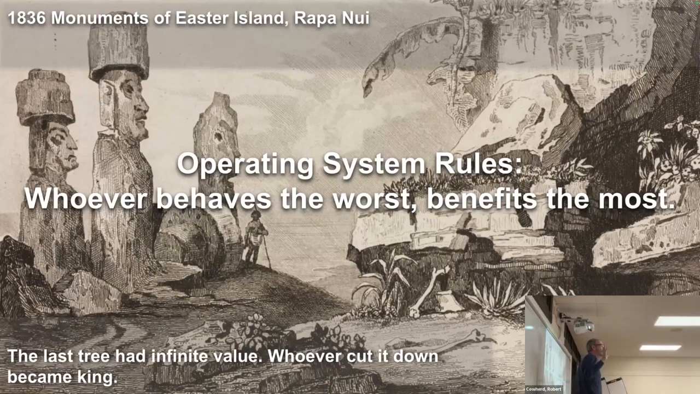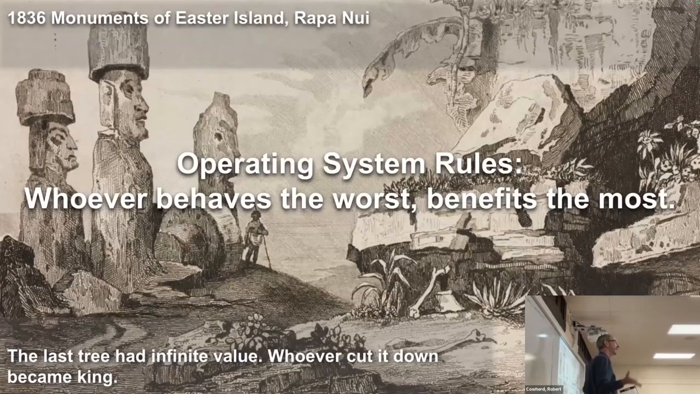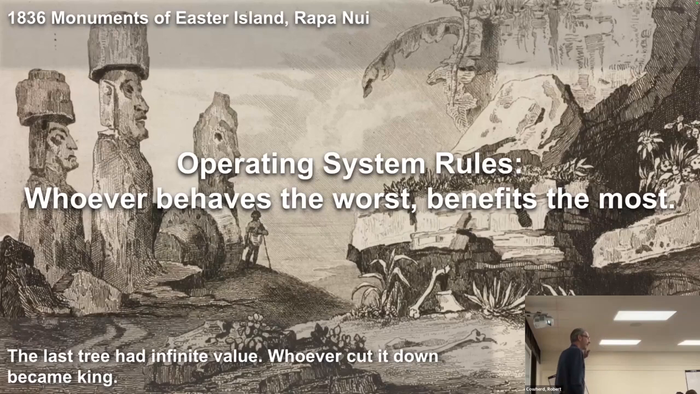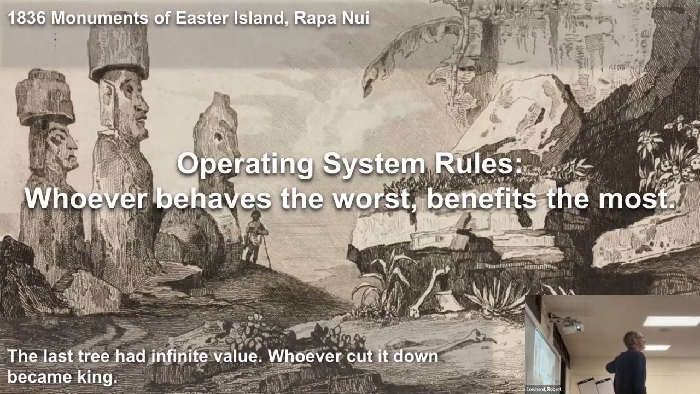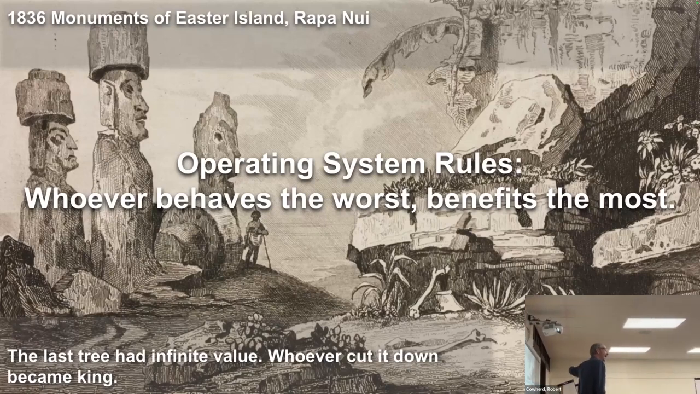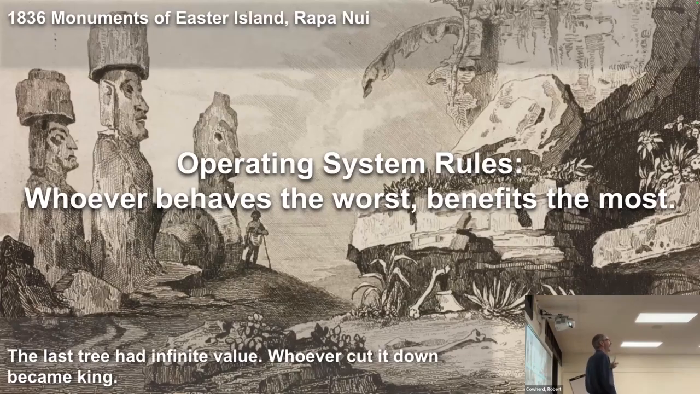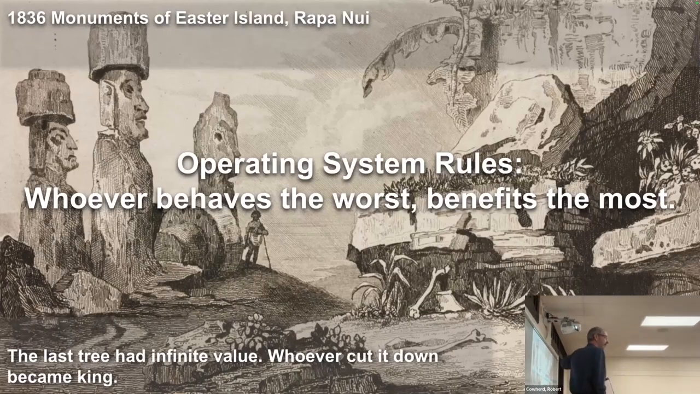He imagines the last tree was cut down by some criminal, because who would do such a thing? Who would be such a monster? But those of us who live in this world understand that the person who cut down the last tree was either the king, or if he wasn't king, he then became king, because that last tree was the most valuable thing in their society.